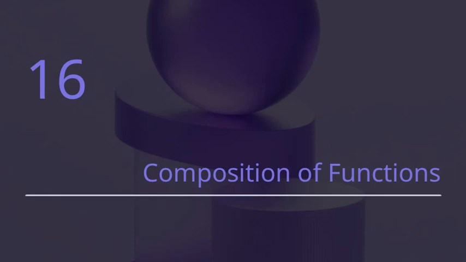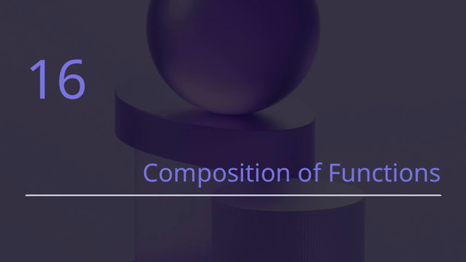Welcome to this slide on the composition of functions. Here, we're focusing on how functions can be combined to form new functions. This concept is really fundamental because it shows how complex operations can be built from simpler ones. When we talk about the composition of functions, we're essentially looking at how one function's output becomes the input for another. It's like chaining functions together.